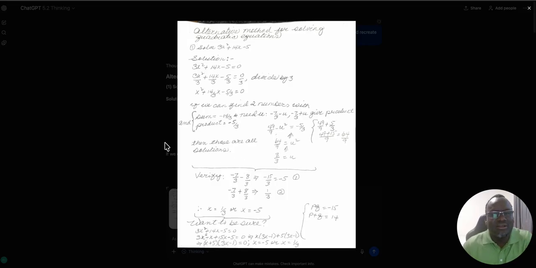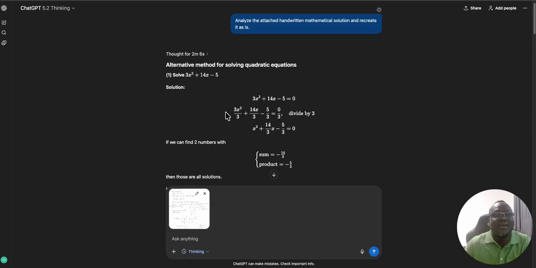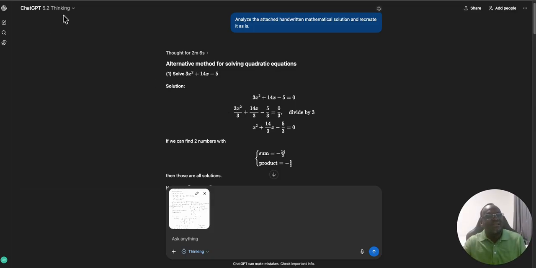Gemini did not do a great job, but ChatGPT did an excellent job. So this is what I said. Simple prompt: I said, analyze the attached handwritten mathematical solution and recreate it as is. And then I'm in thinking mode. And this is ChatGPT. It took ChatGPT 2 minutes and 6 seconds to think this through.